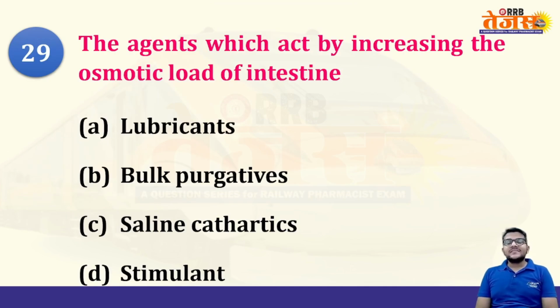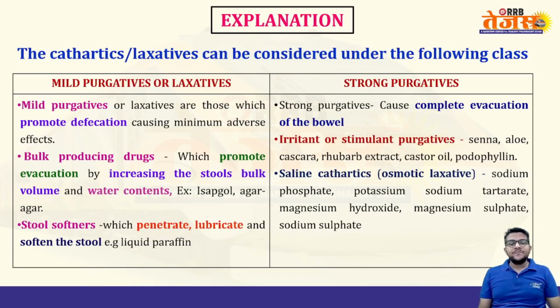Got it? Next is the agent which acts by increasing the osmotic load of the intestine. This is dealing with cathartics, which act by increasing the osmotic load of the intestine. We have cathartics and laxatives, mild purgatives or laxatives, and strong purgatives. Mild purgatives promote defecation with minimal adverse effects, and they include drugs like Isabgol. Isabgol is a herbal formulation sourced from the plant Plantago ovata, of the family Plantaginaceae, and the swelling index is the criterion for the purity of Isabgol.